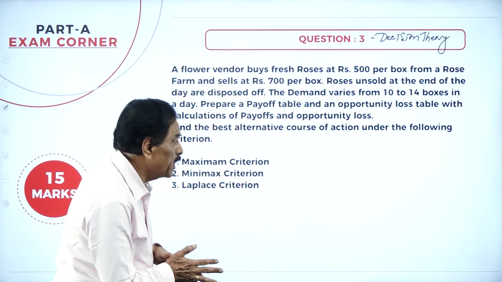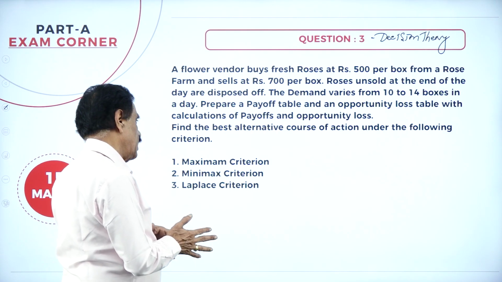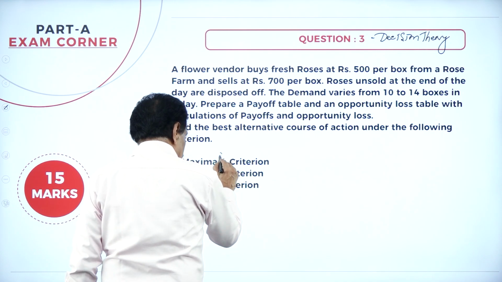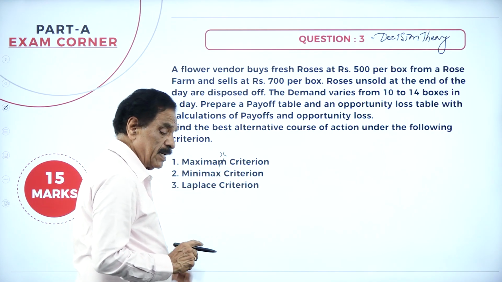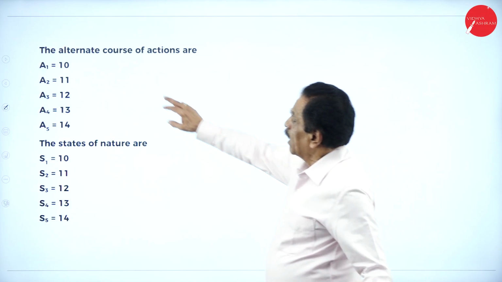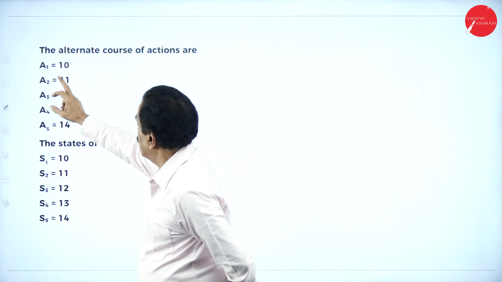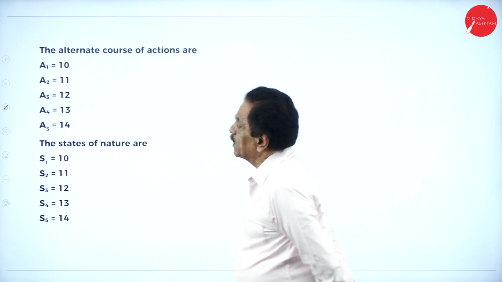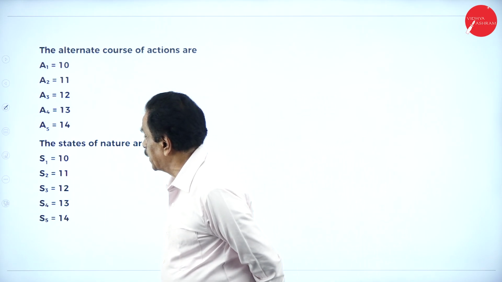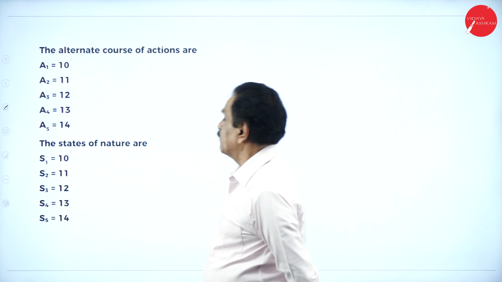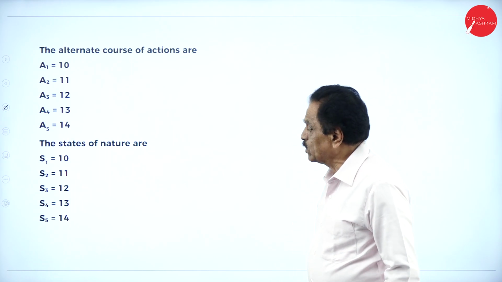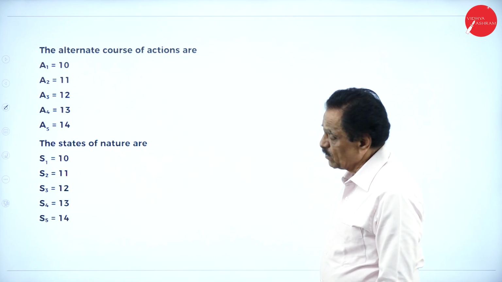Find the best alternative action under the following criteria: Maximax criterion, Minimax criterion, Laplace criterion. I will show how to work out. The alternative courses of action are A1 is 10, A2 is 11, A3 is 12, A4 is 13, A5 is 14. The states of nature are S1 is 10, S2 is 11, S3 is 12, S4 is 13, S5 is 14.